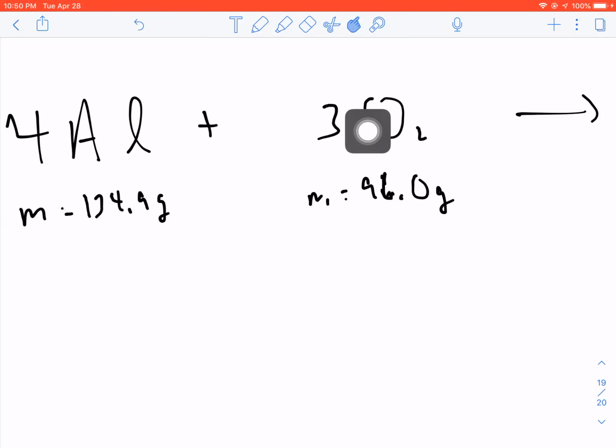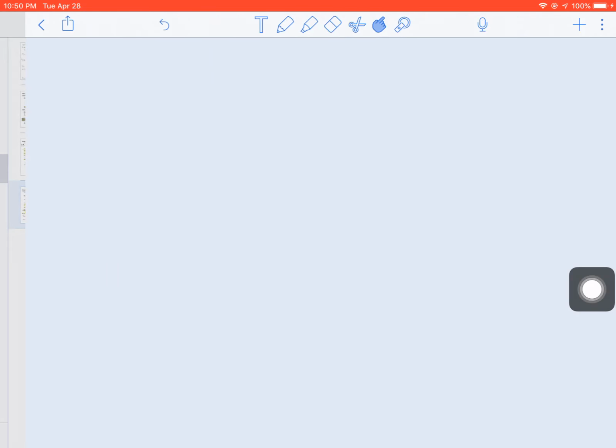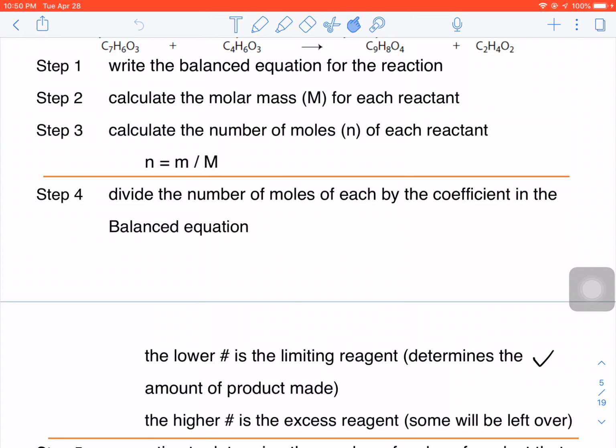So I'm going to do this in stages. So let's go back to our 6 steps in the note. Step number 1 says write the balanced equation for the reaction. Okay, so we've balanced that equation. I didn't walk you through it, but I did actually balance it. 4 aluminums on both sides, 6 oxygens on both sides. Step number 2, calculate the molar mass for all of the compounds, the reactants and the products.